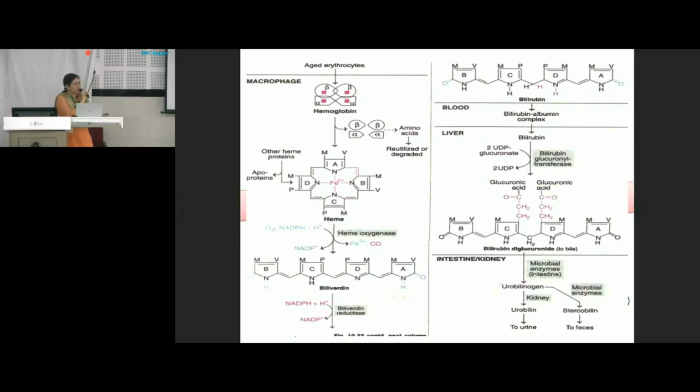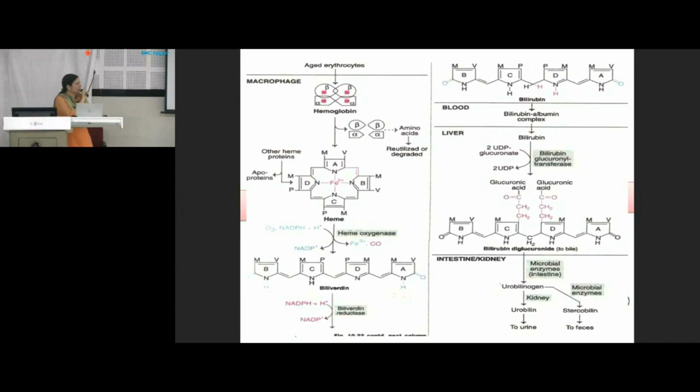If it is deficient, the patient suffers from Dubin-Johnson syndrome. And if this enzyme is deficient, the patient will suffer from Crigler-Najjar syndrome type 1 and type 2. And if uptake is defective, the patient suffers from Gilbert syndrome. So now there is secretion, which is the active process. It is the only rate limiting step in bilirubin metabolism.